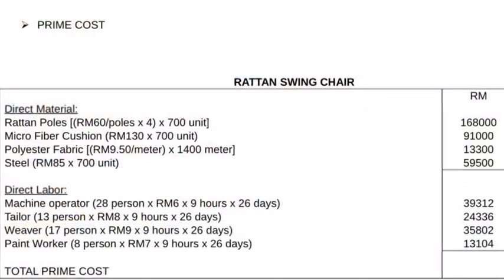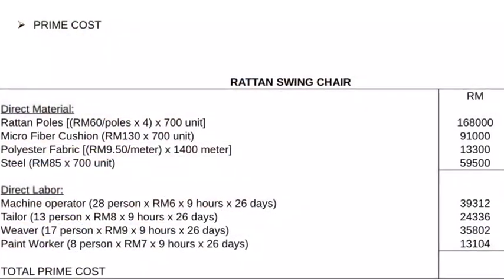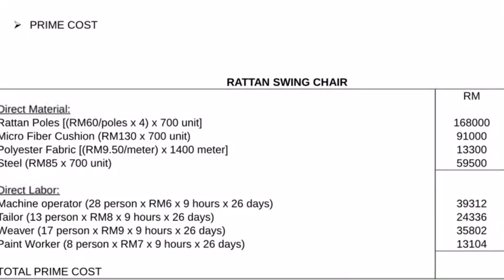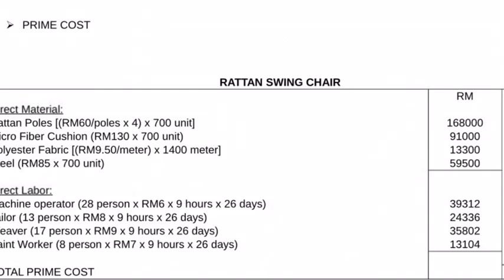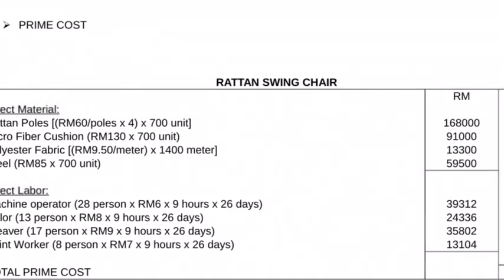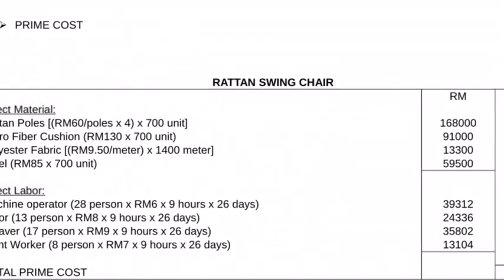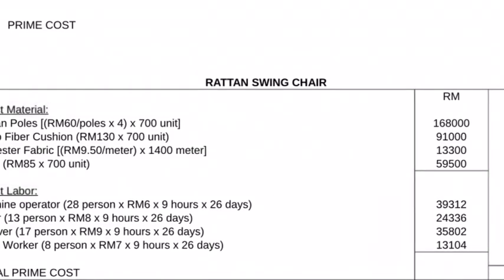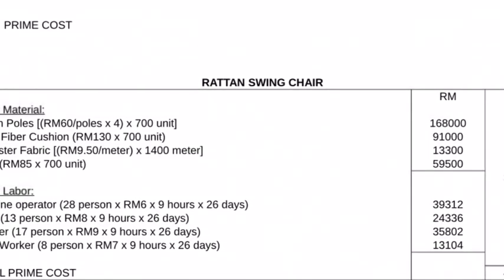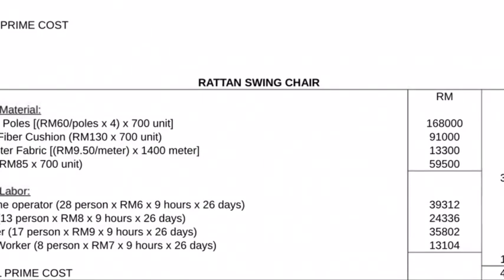The first step is we have to find the prime cost. How to find the prime cost? Let me show you guys how to find the prime cost. To find the prime cost, we have to determine the direct materials and direct labor. For example, we want to produce a rattan swing chair. Then we have to list up the direct materials and direct labor. For example, direct materials for a rattan swing chair is rattan poles. We estimate rattan poles is RM60 per pole.